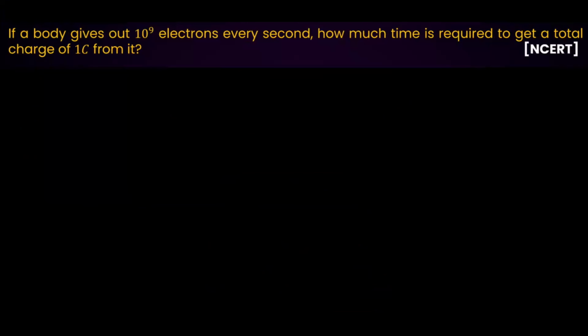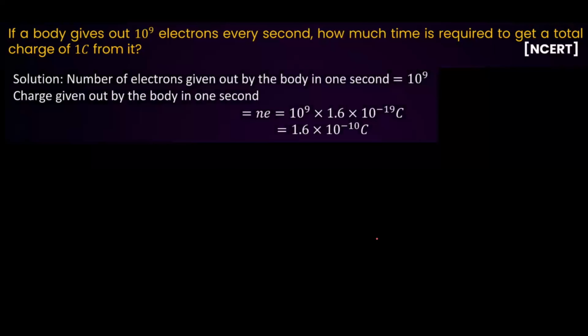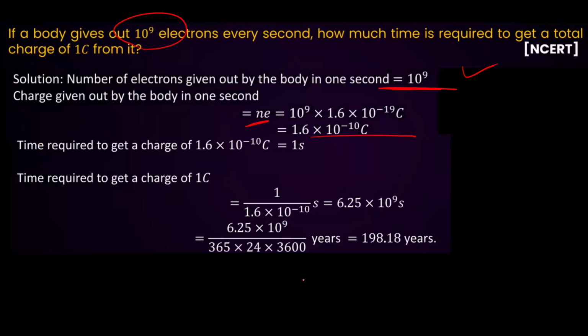Now another problem: if a body gives out 10 to the 9 electrons every second, how much time is required to get a total charge of 1 coulomb from it? See, the number of electrons given out by the body in 1 second is 10 to the 9, as given in the problem itself. So the charge given out by the body in 1 second is equal to n into e, number of electrons into the electronic charge, that is 1.6 into 10 to the minus 10 coulomb. Now the time required to get a charge of 1.6 into 10 to the minus 10 coulomb is 1 second, as per the question. Now the time required to get a charge of 1 coulomb is 1 upon this. By the unitary method, 1 upon 1.6 into 10 to the minus 10 is 6.25 into 10 to the 9 seconds.